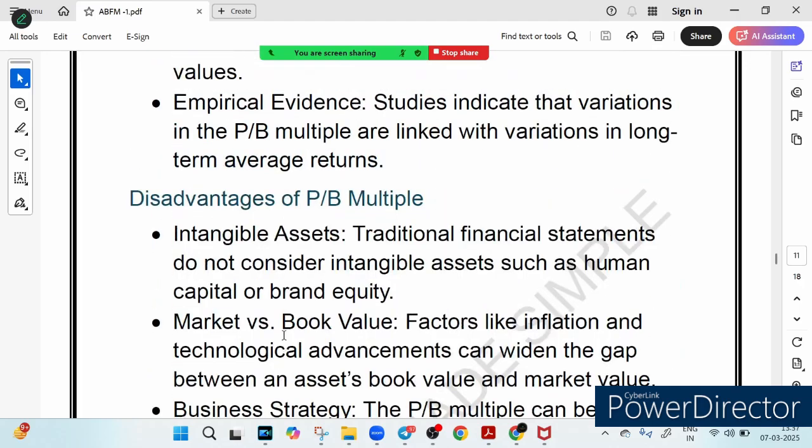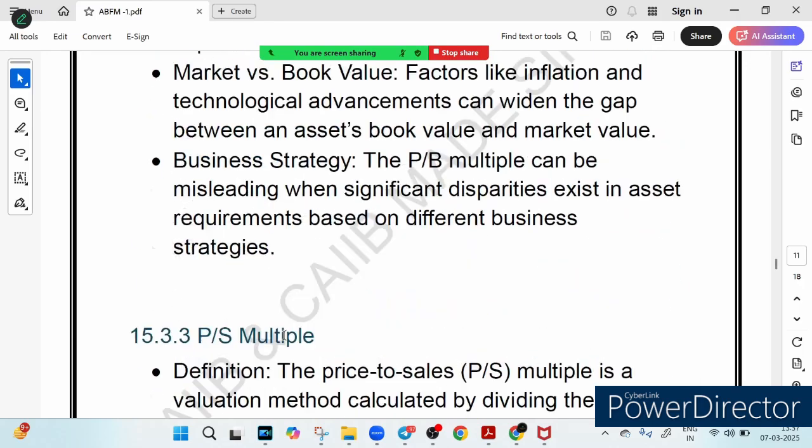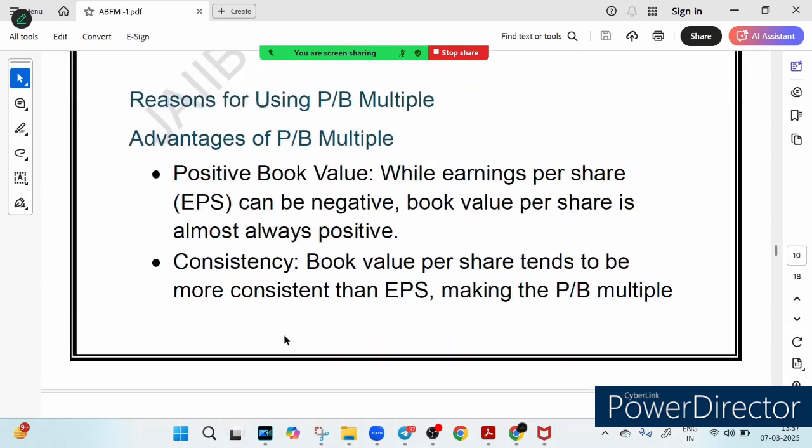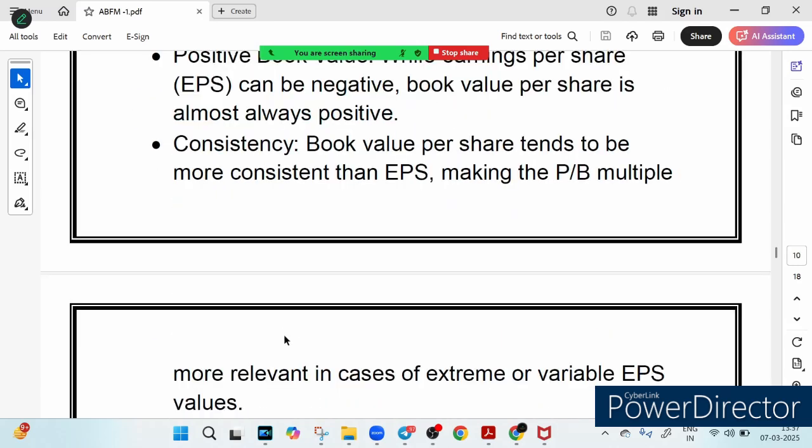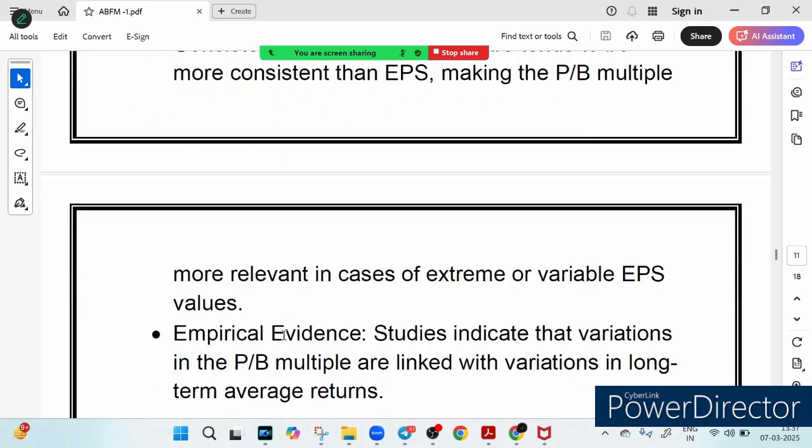So now let's talk about some investment strategy, right? Okay, so P/S, let's shift our focus to P/S.